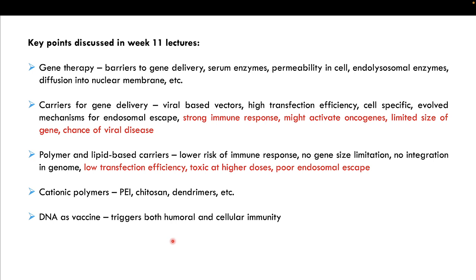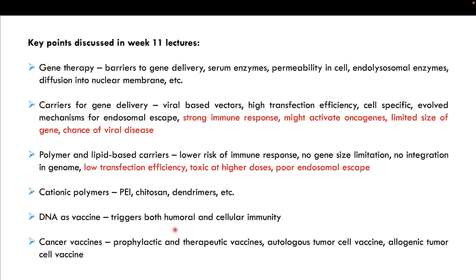So the most important advantage of using DNA as a vaccine is that it can trigger both humoral, meaning your antibody based immunity, as well as cellular immunity. So it can trigger both B cell as well as T cell immunity, which is a very good advantage. Then the next point that was discussed was cancer vaccine.